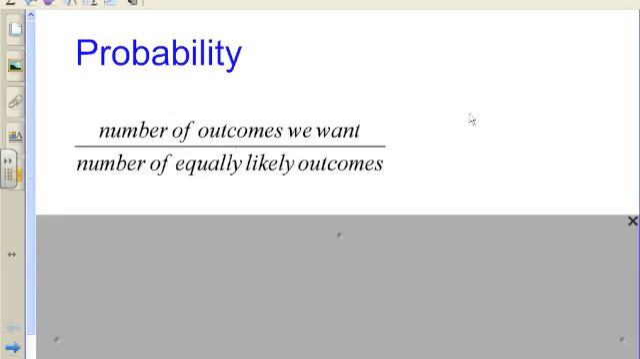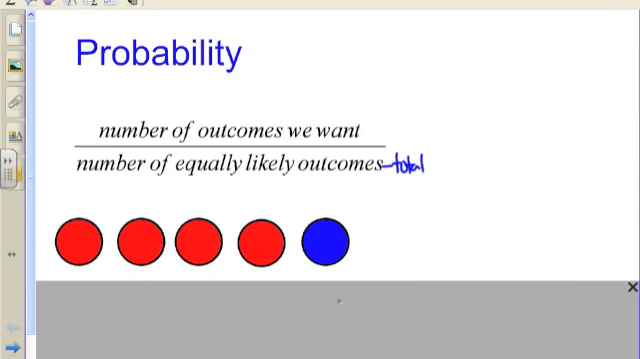The number of outcomes we want goes on top. The number of equally likely outcomes goes on the bottom of a fraction. Think of this as the total. So if I asked you to find, here's my little collection of shapes. Ooh, some interesting notation here. Giant P stands for probability. Whatever's inside the parentheses is what I'm looking for.